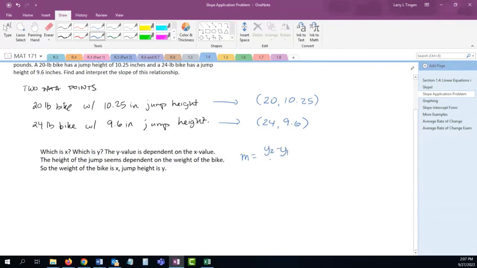Slope is the change in y over the change in x, which is 10.25 minus 9.6 over 24 minus 20. 24 minus 20 is obviously 4. And the 10.25 minus 9.6 in the numerator comes out to 0.65, so negative 0.65 divided by 4 is negative 0.1625.